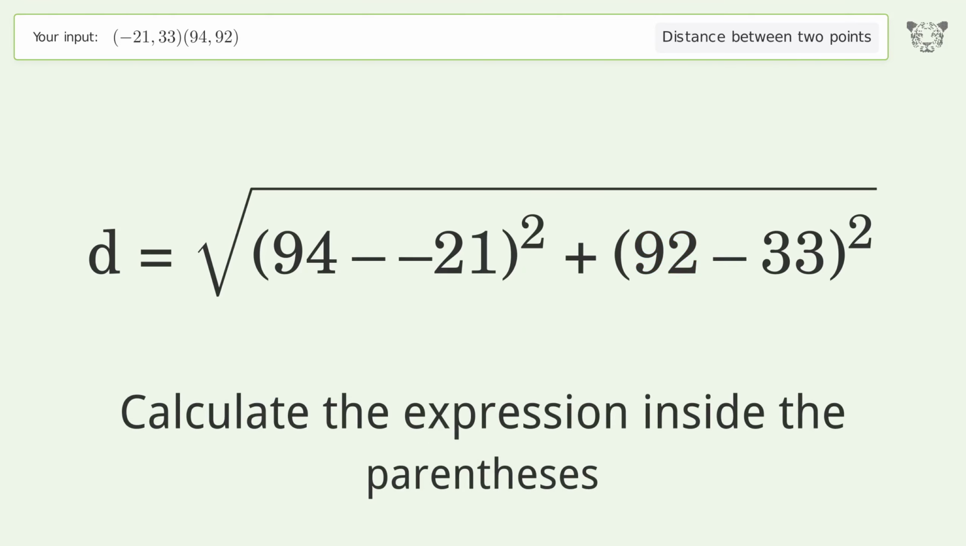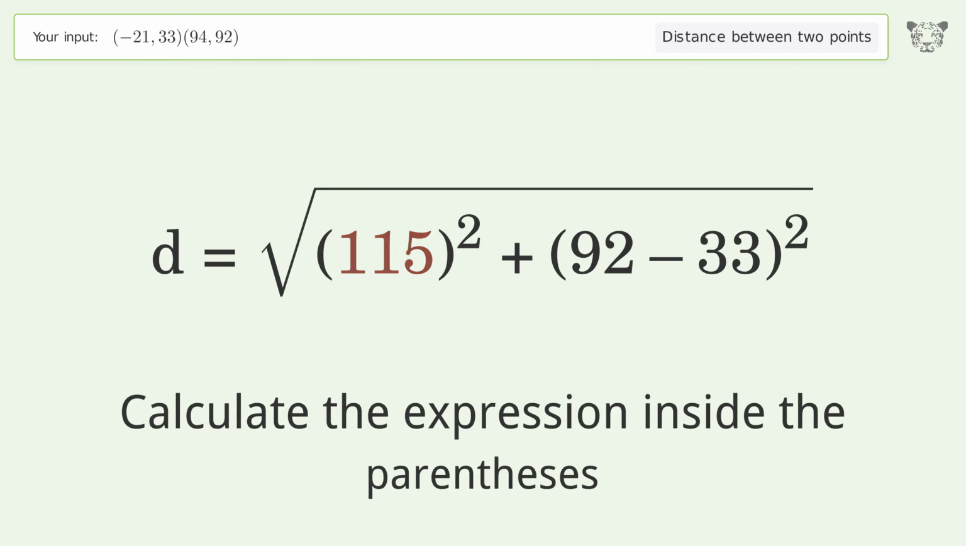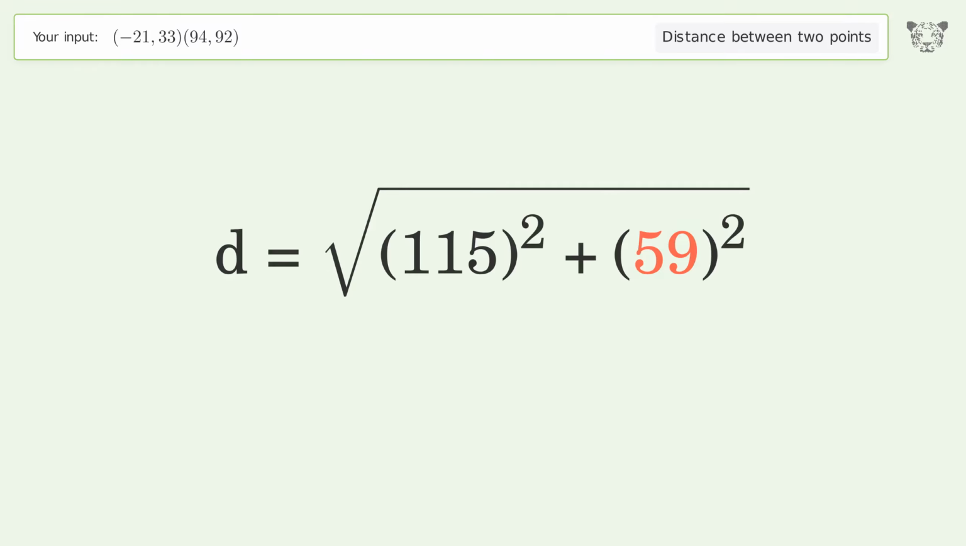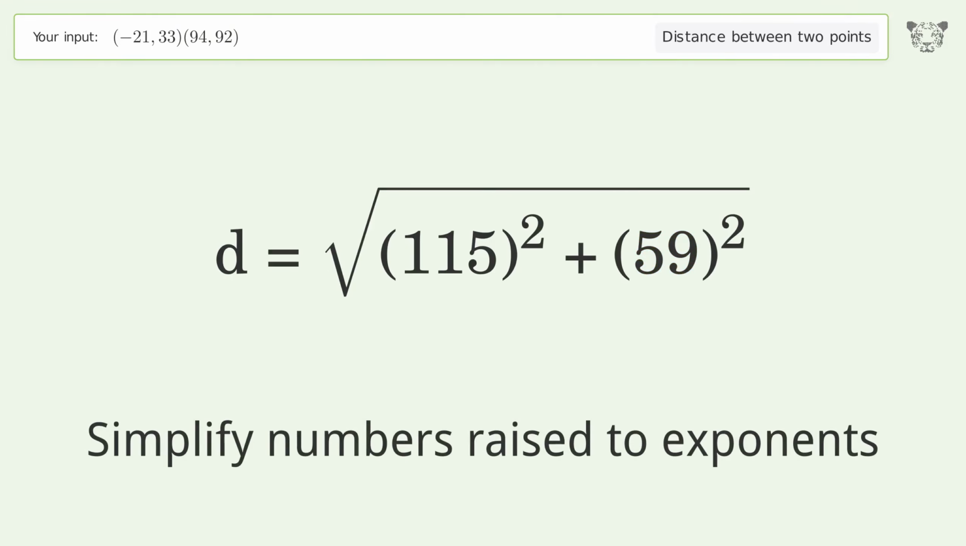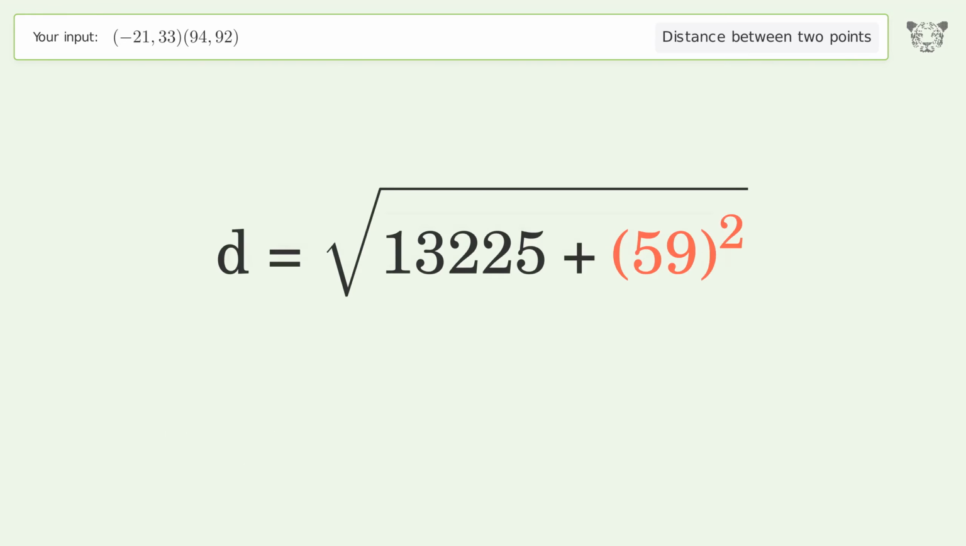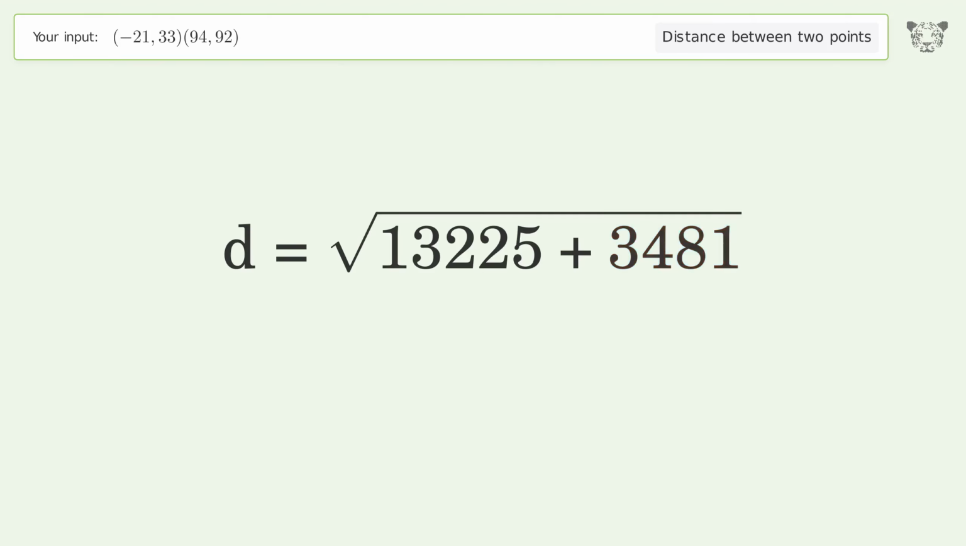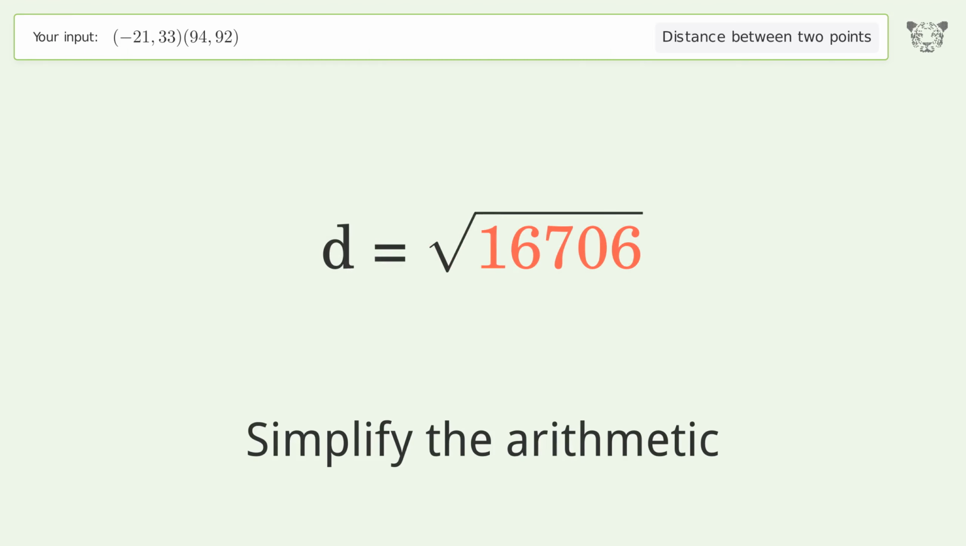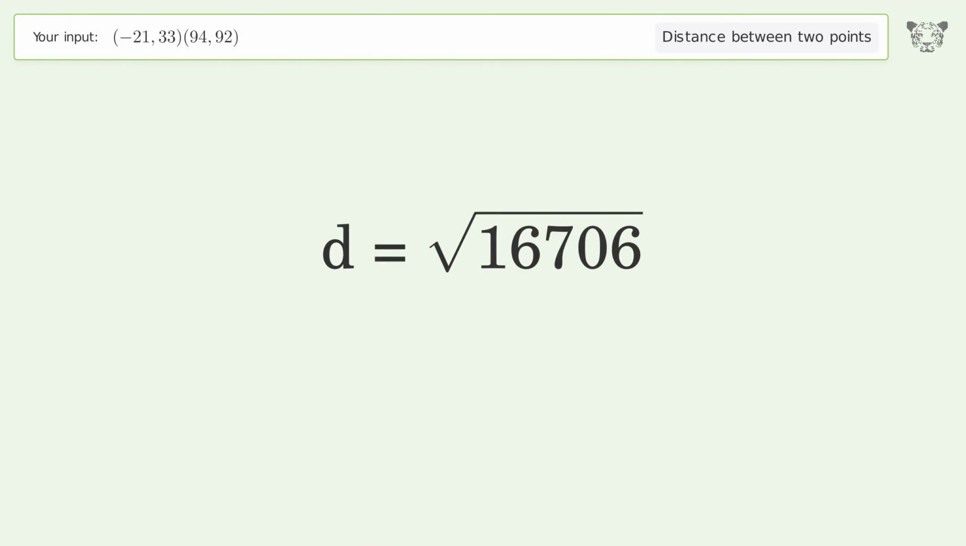Calculate the expression inside the parentheses. Simplify numbers raised to exponents. Simplify the arithmetic. And so the distance between the 2 points is the square root of 16,706, or 129.252.